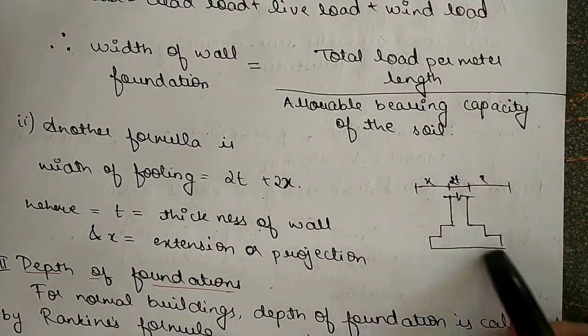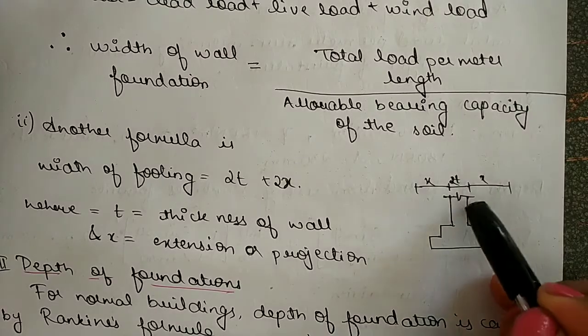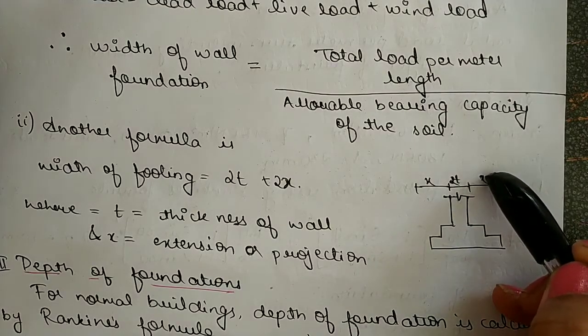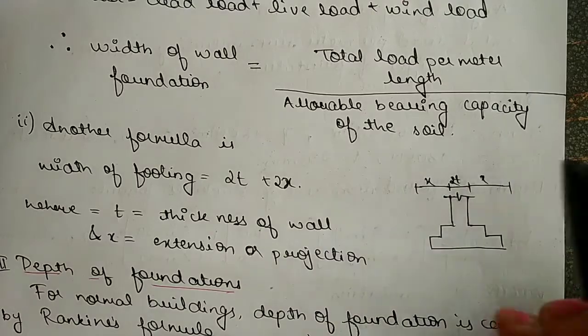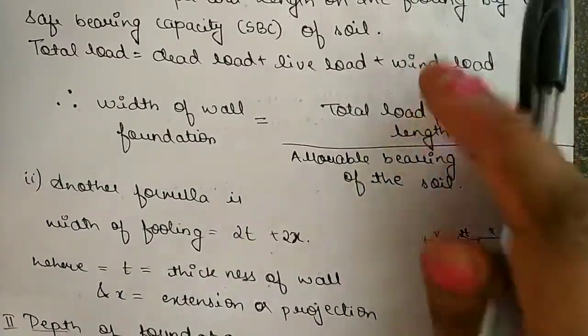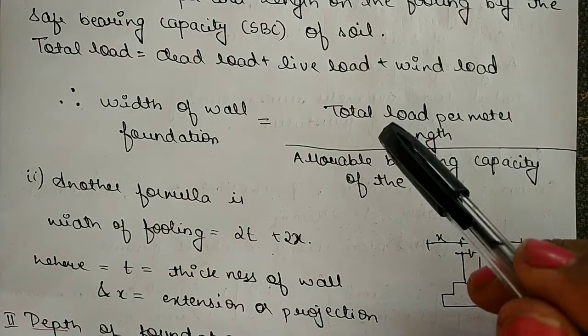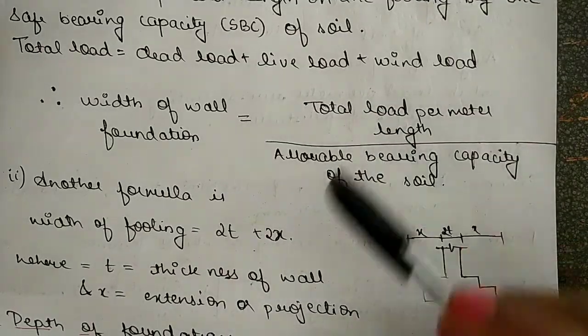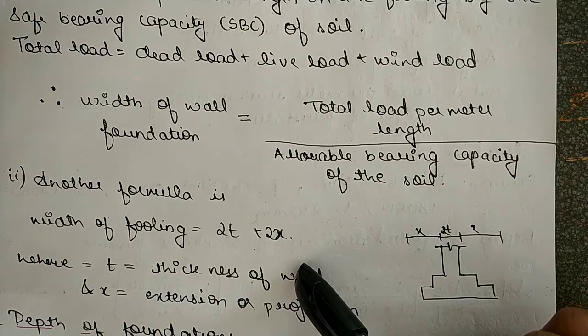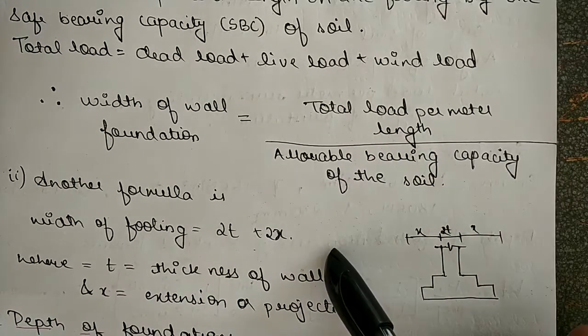लाइक एग्जाम्पल, दिस इज द फुटिंग. ओके, जो भी ये वॉल से आगे एक्सटेंशन इसको हम क्या बोलेंगे? X. सो 2 टाइम्स ऑफ X बिकॉज इट इज ऑन बोथ द साइड्स. सो दीज आर द 2 फॉर्मूलाज बाय विच यू कैन फाइंड द विड्थ ऑफ द फुटिंग. विच अगर ये दोनों सॉल्व करने के बाद में जो भी ग्रेटर वैल्यू आएगा, whichever is the greater value, you have to consider that as the width of the foundation.